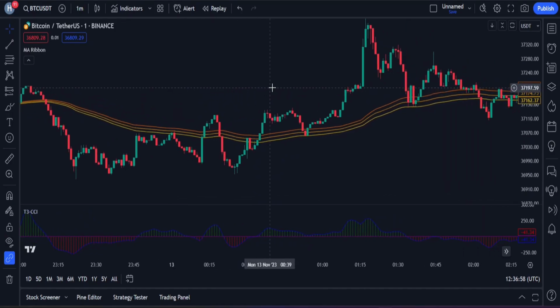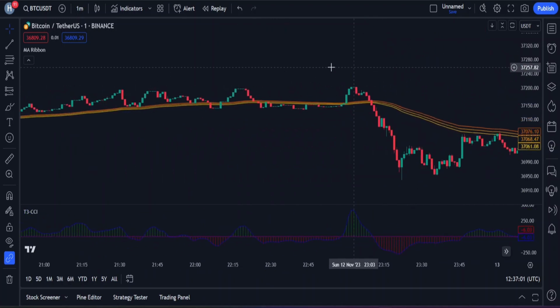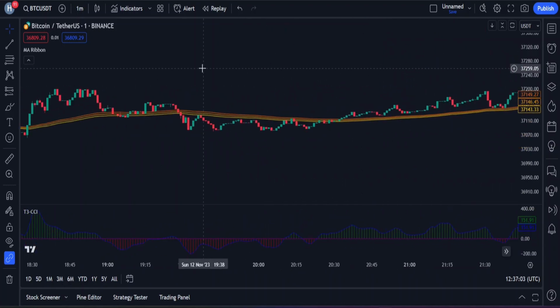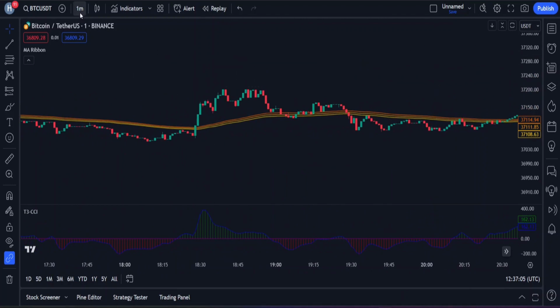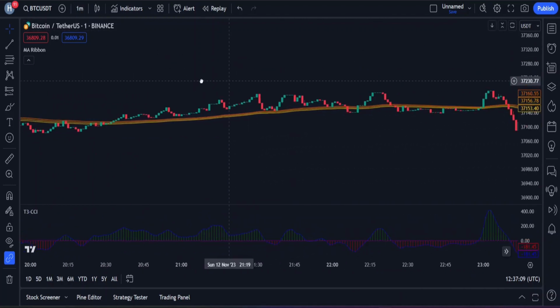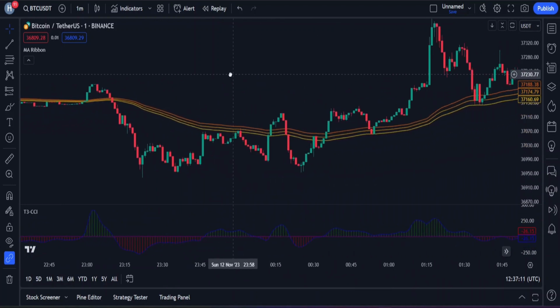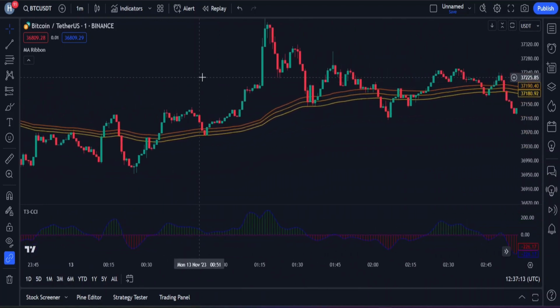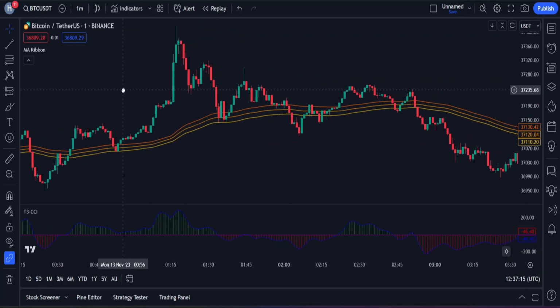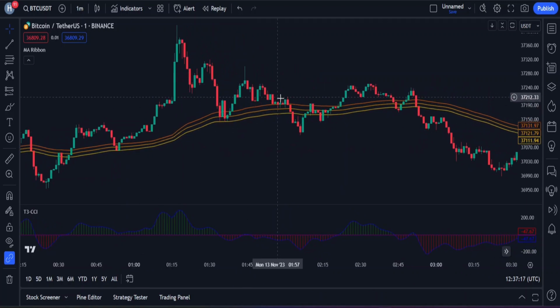So I'm in TradingView, and this is what our chart is going to look like when we are done setting up our indicators. I'm going to be using a Bitcoin chart on a 1-minute time frame to explain this strategy. You can also use this strategy on any other asset. The only requirement in terms of the asset or market is liquidity and trading volume.